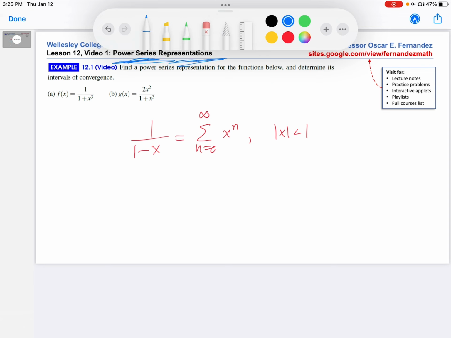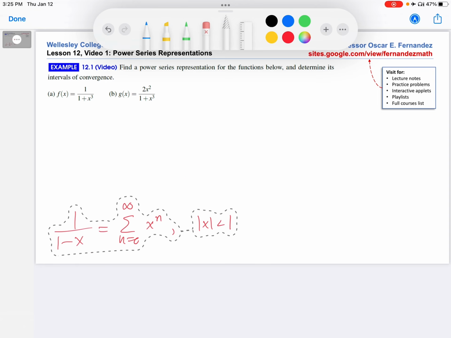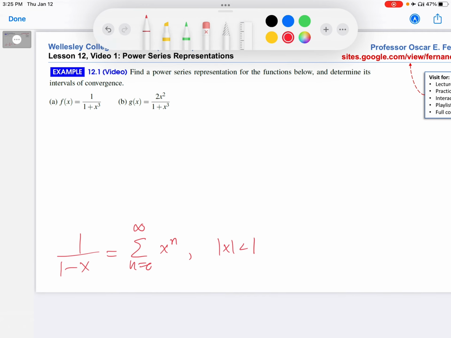So I'm going to move it out of the way, because we're going to make use of it to solve these two examples. So let's get to the examples. They say, find a power series representation for the functions below and determine its interval of convergence. You might also see this question asked a little differently. It might say, expand the function in a power series centered around 0, or something like that. That word expand, you might see that also.